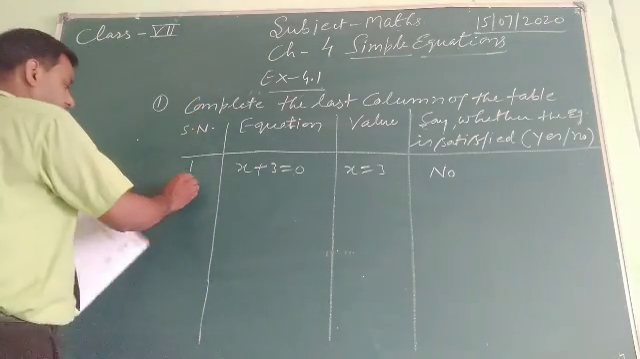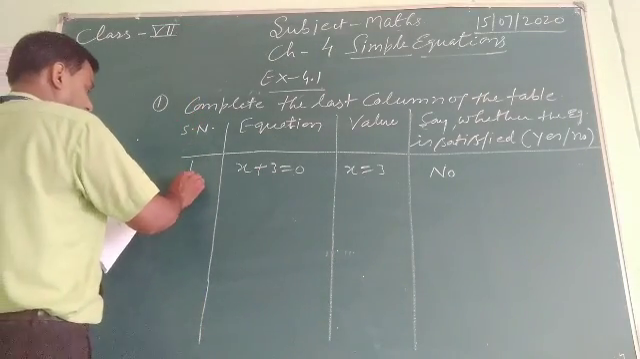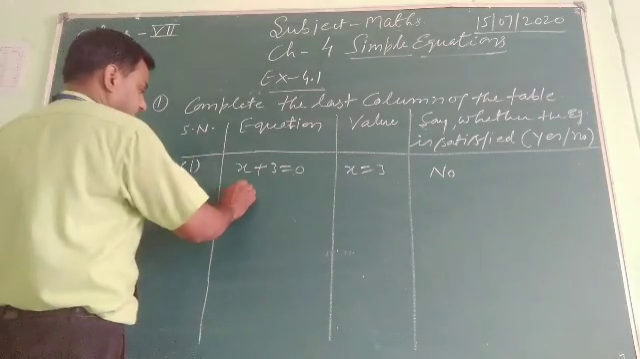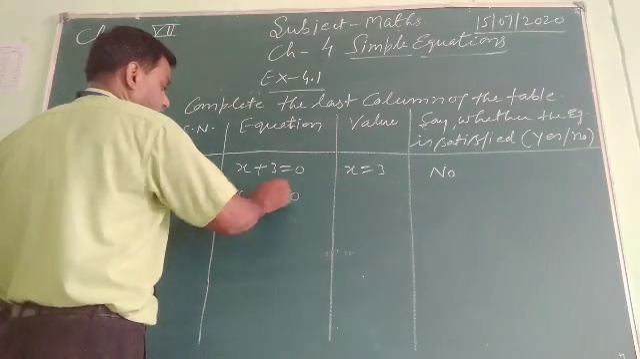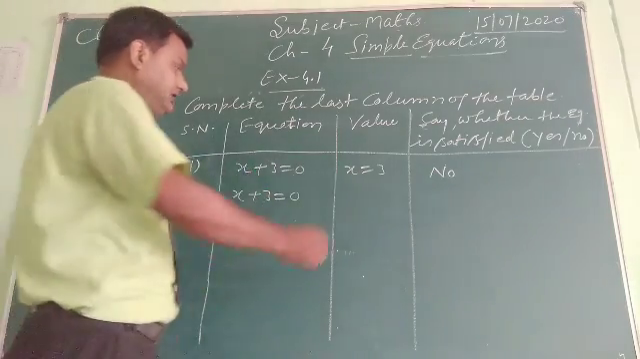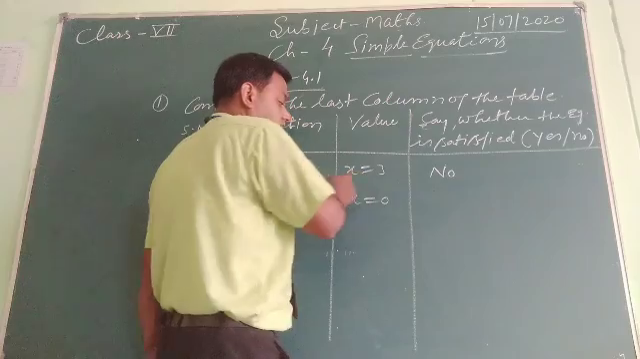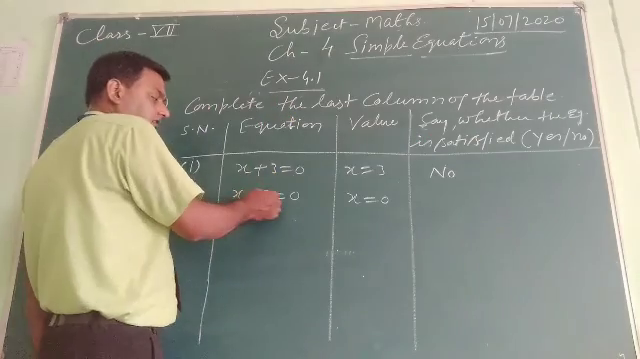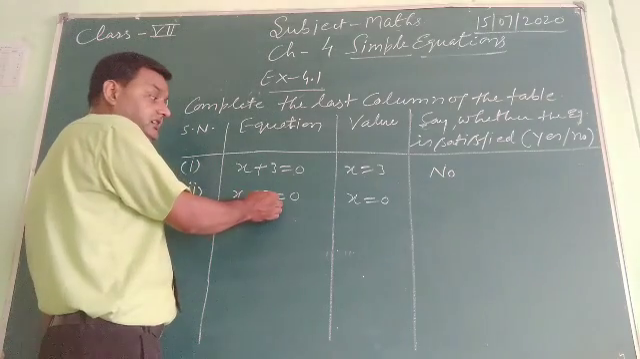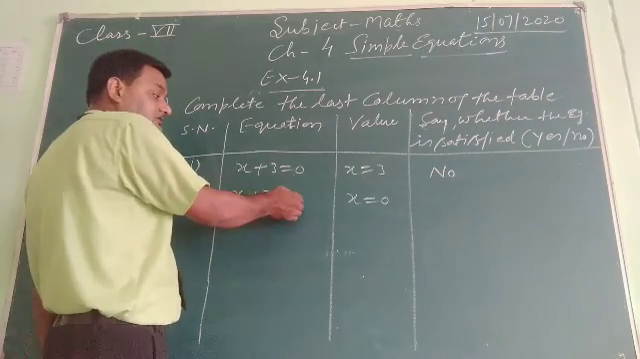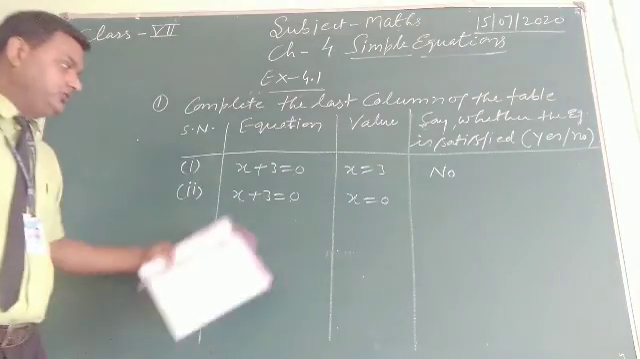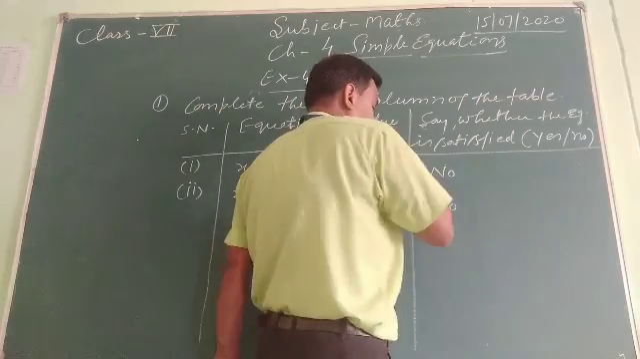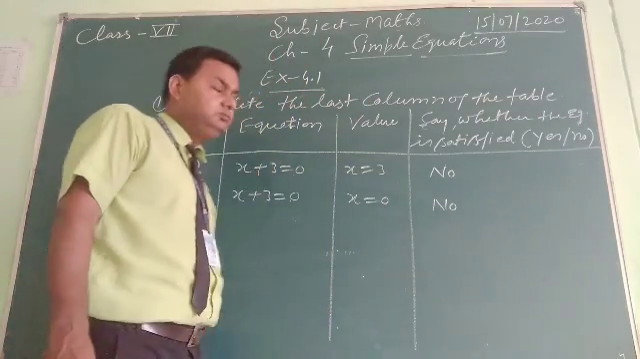Now second part. This is the first part. Second part is x plus 3 equal to 0 and x equal to 0. Put x equal to 0 in the equation. 0 plus 3 equal to 3. But it is given in the RHS 0. So x equal to 0 does not satisfy the equation. So it is no. Is it clear to all of you?